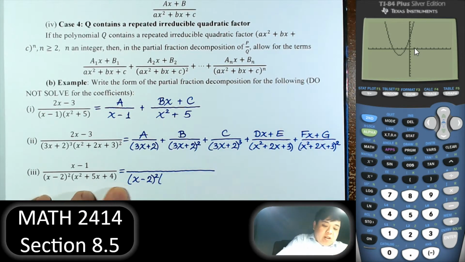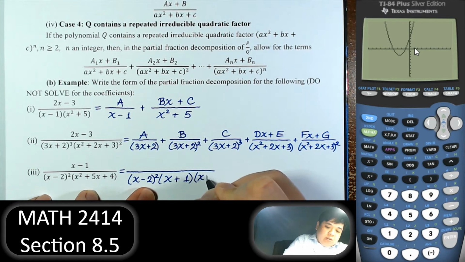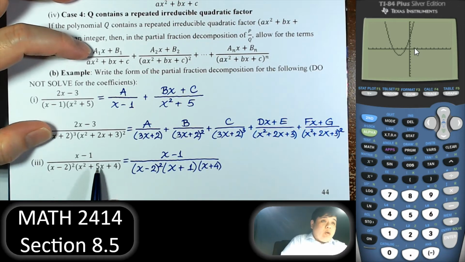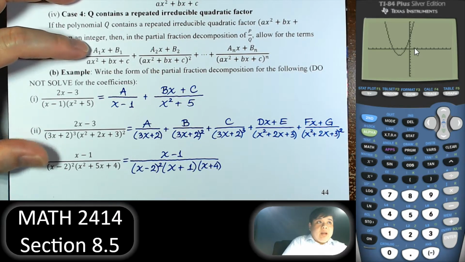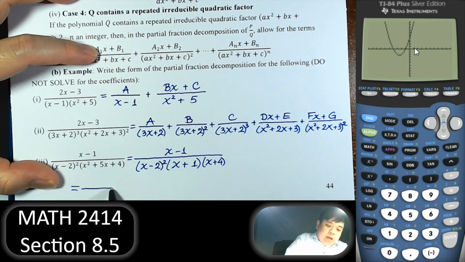X squared plus 5x plus 4 can factor as x plus 1, x plus 4, and the top will be just x minus 1. Even though it is quadratic, it can be factored. So if we can factor, we have to factor first. There are two factors of x minus 2.